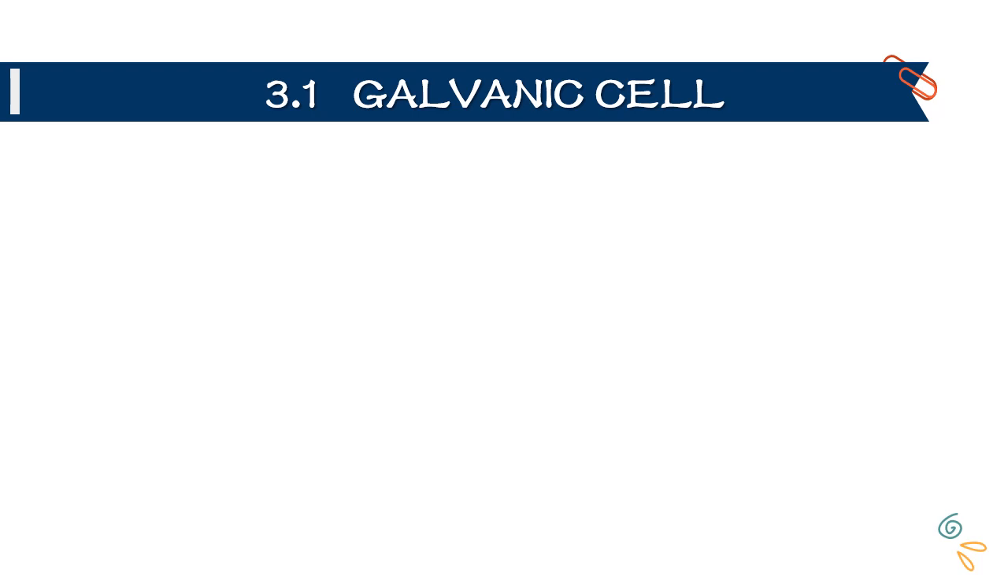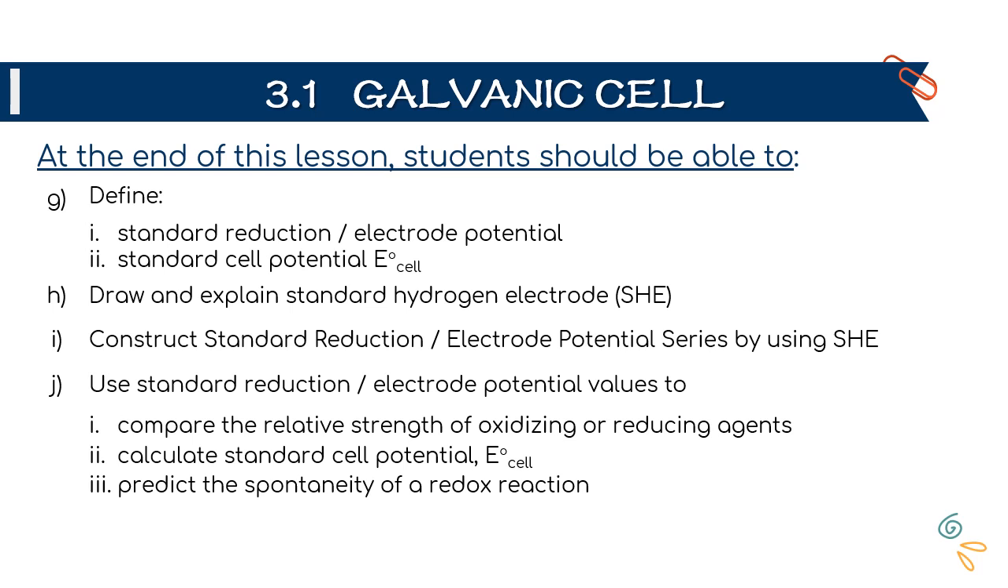We are still in subtopic 1, galvanic cell, and in this video you will be able to define standard reduction potential or electrode potential and then standard cell potential, E0 cell. Draw and explain the standard hydrogen electrode, SHE, construct the standard reduction or electrode potential series by using SHE, and also use standard reduction or electrode potential values to compare the relative strength of oxidizing or reducing agents, calculate standard cell potential E0 cell, and also predict the spontaneity of a redox reaction.